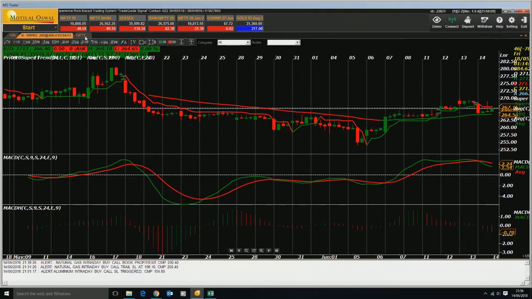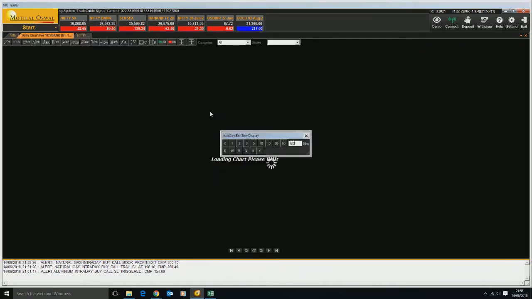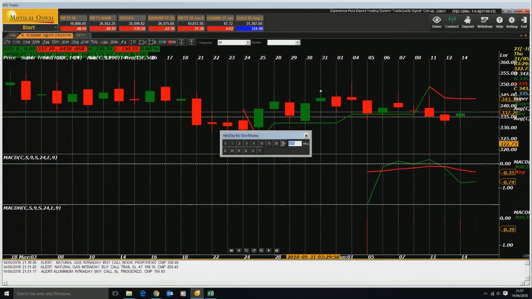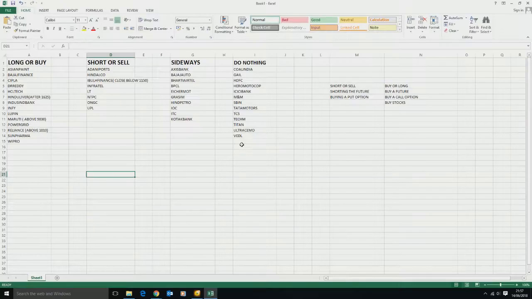If I go again, Yes Bank. Yes Bank on daily charts or at 375 minutes time frame is giving me a short signal, right? With this also, and also with the MACD histogram peak going down. And if I go on to this 120 minutes, it's giving me a buy signal. So I have conflicting information, and also Yes Bank is very much sideways. So what I would do with Yes Bank is do nothing, right?